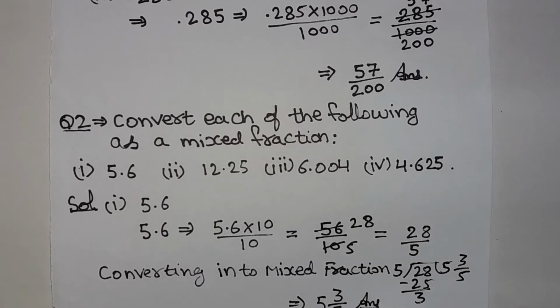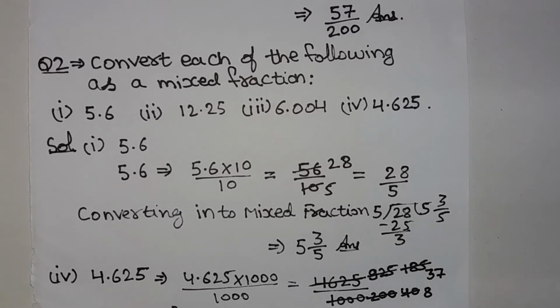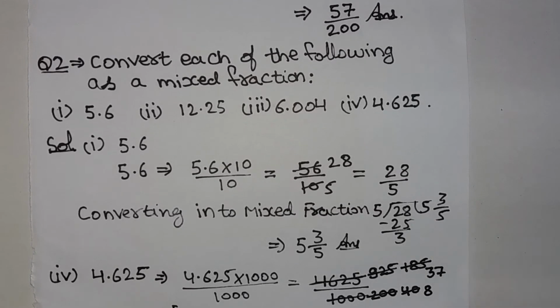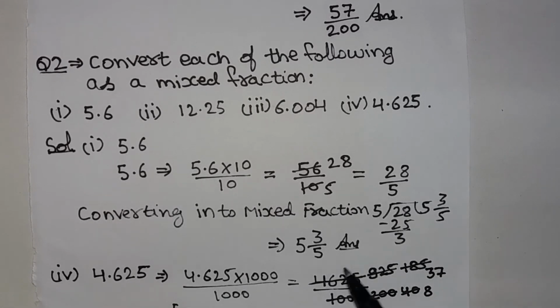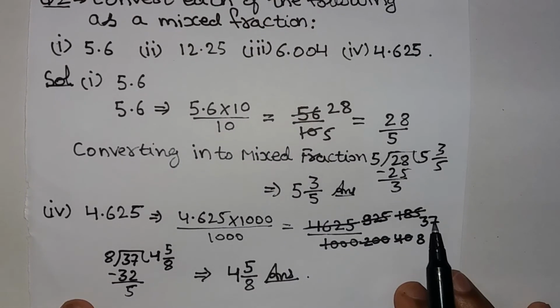So 28 upon 5. But we have to convert it into a mixed fraction. So to convert it into a mixed fraction, divide 28 by 5. So it will be 5 whole 3 upon 5. How to convert into a mixed fraction, we have studied before this chapter, that was fractions. So we can convert it into a mixed fraction. So 5 whole 3 upon 5 will be the answer.